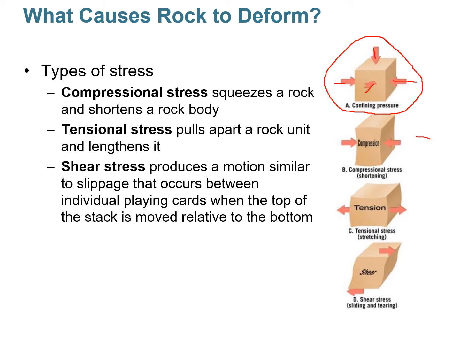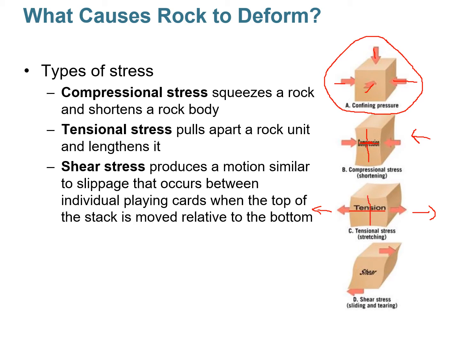Compressional stress, which is pictured here, is where a rock is squeezed. Imagine this used to be a cube, like you see up here. The rock is shortened in this direction and elongated in this one. Tensional stress does the opposite. Tensional is pulling apart. So you actually lengthen the rock in this direction and shorten it in this direction.